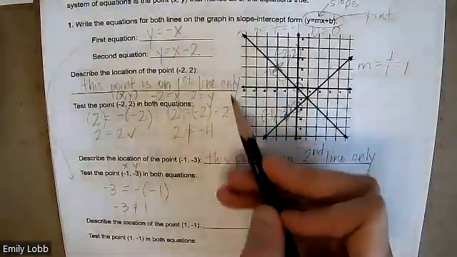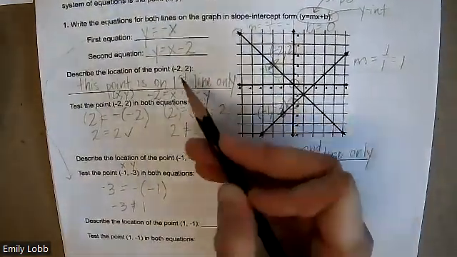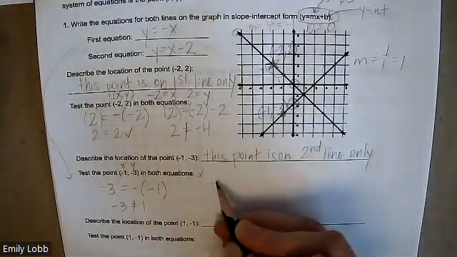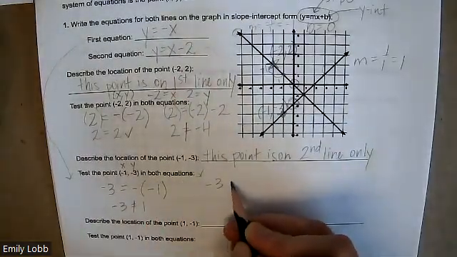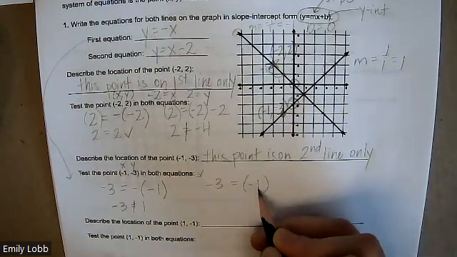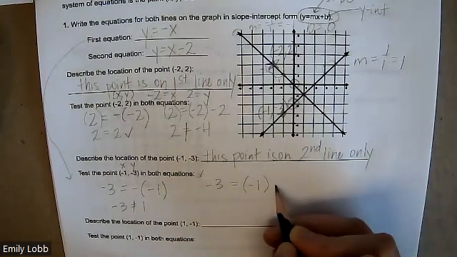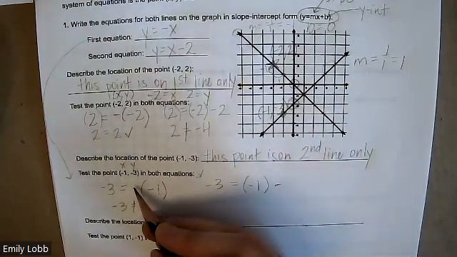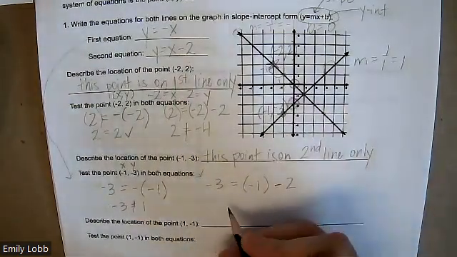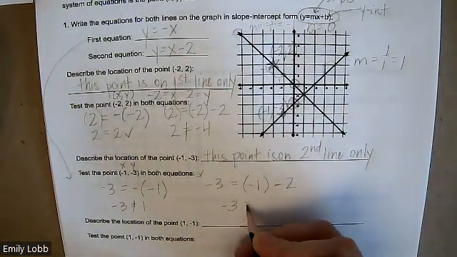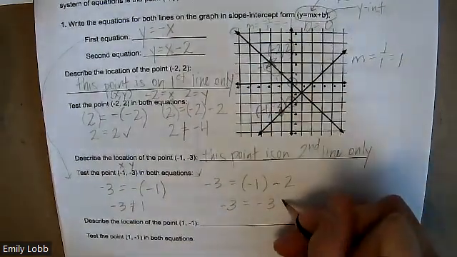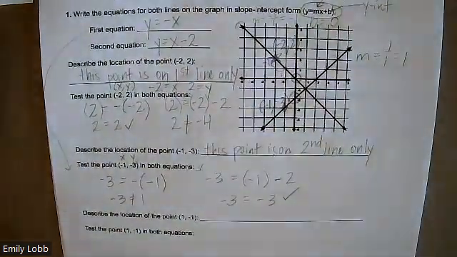So let's bring down our second equation here. y is equal to -3. So -3 is equal to -1 minus, what's our equation? -2. So does -3 equal -3? Yes. And that's what we are expecting to happen.